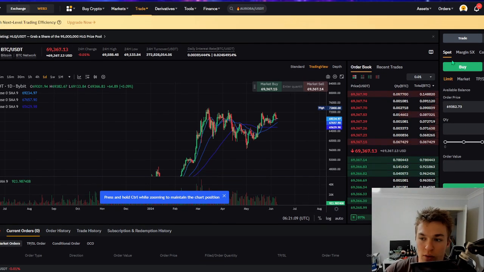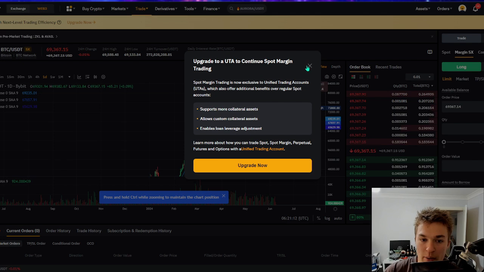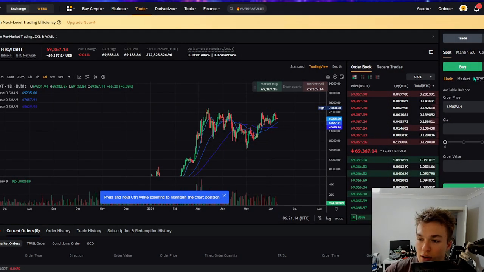We can buy some Bitcoin. Now there are some margin options, but we don't want to use that at the moment. But spot trading is really, really simple. We're just swapping our USDT for Bitcoin. That's like what you see on most exchanges.